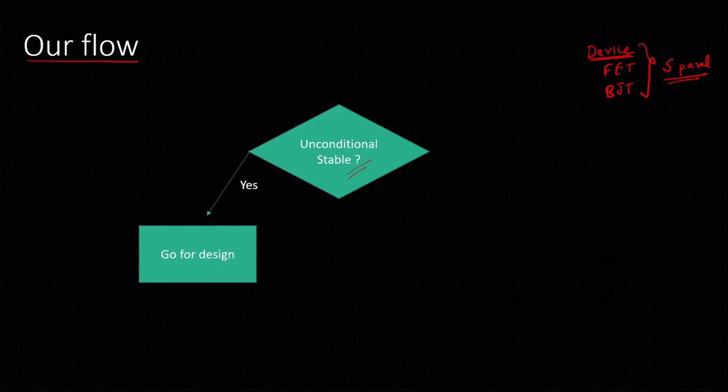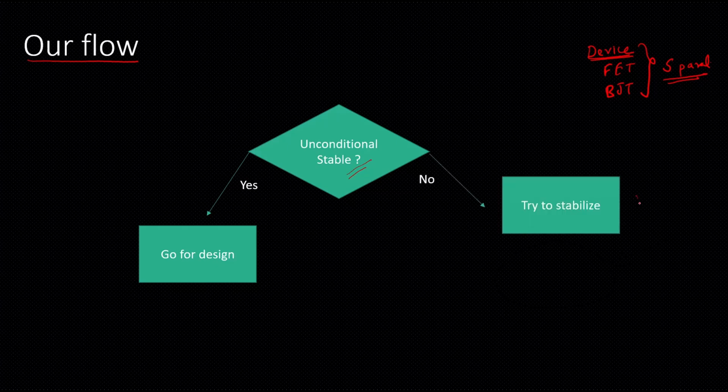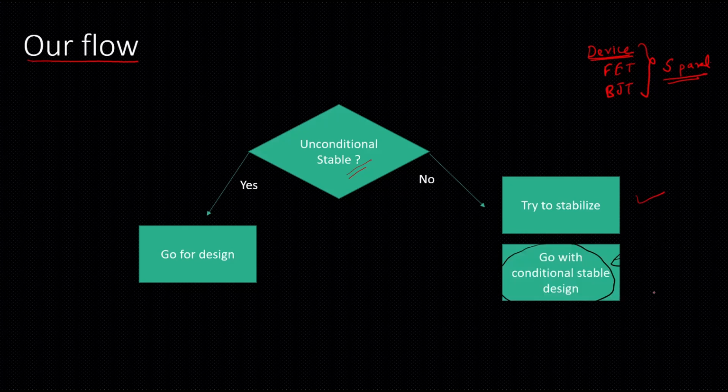Now if your device is not stable, then we have two options. One option is to try to stabilize your device, and another option is to accept that your device is unstable and go with a conditionally stable design. Conditionally stable design implies that for some matching circuits my device might go into the unstable region, so we will avoid those combinations of matching circuit. So these are the two options we have.